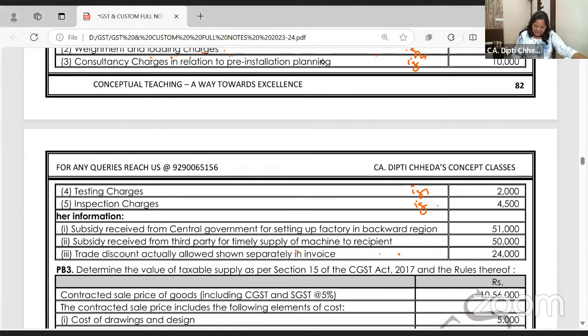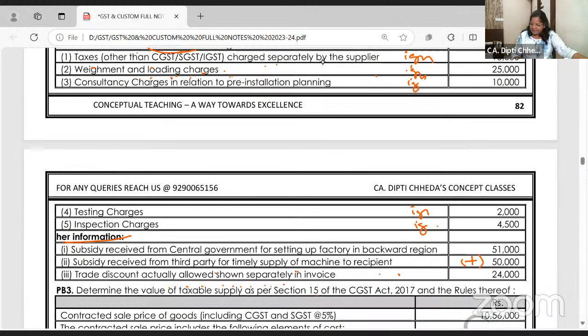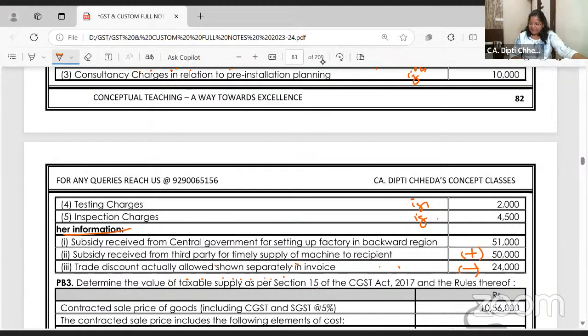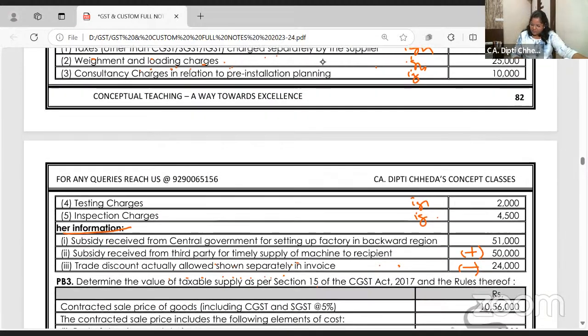Next, subsidy received from third party for timely supply of the receipt. You have received it, and this is other information, meaning this is not even included above. But this subsidy is received from a third party. So shall we add it? Yes. Trade discount actually allowed, shown separately in the invoice. Above it was not subtracted, so now will we minus it or not? Yes. So now, what is the value?